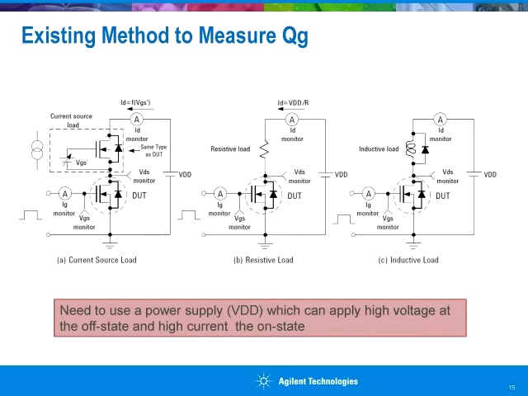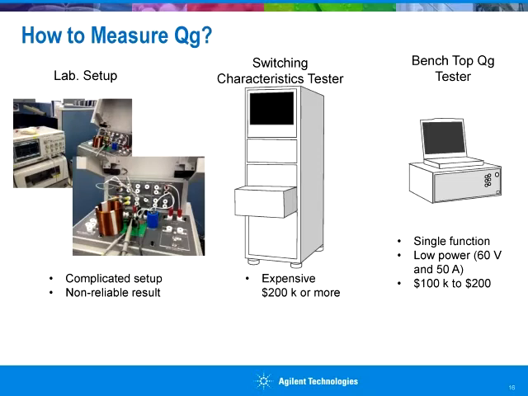So in the B1506A, we use this constant current method and resistive load method. And as you can see, if you want to measure gate charge at high off voltage and high on current, it is necessary to prepare a power source which can output such high off voltage and on current simultaneously. That's the reason why the QG tester becomes big.